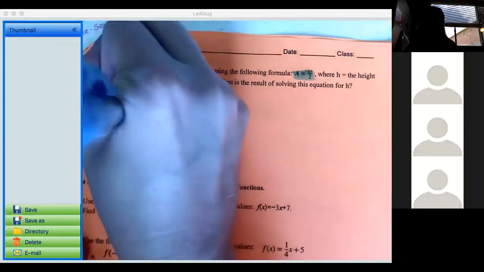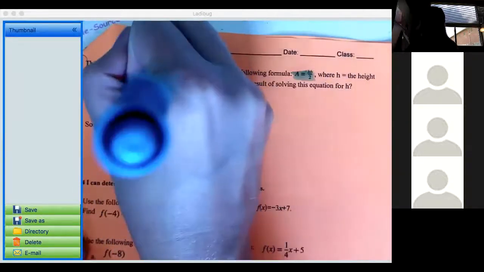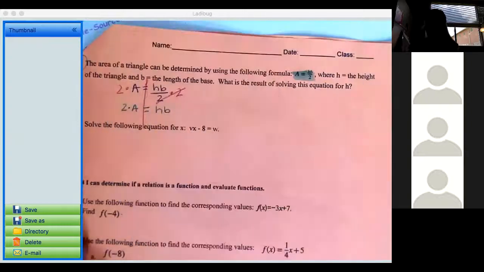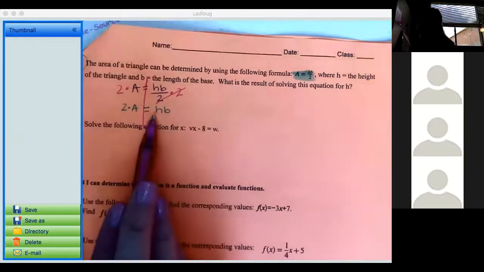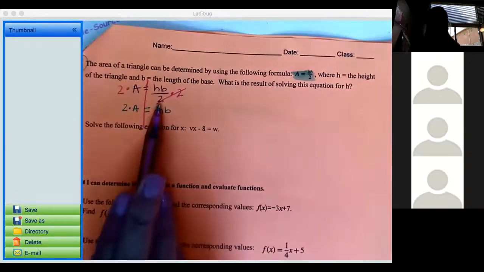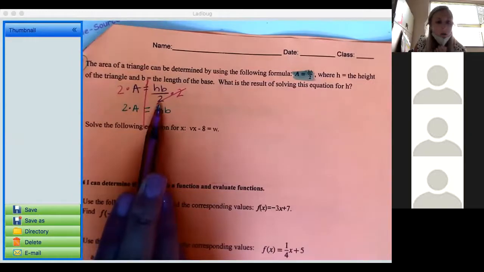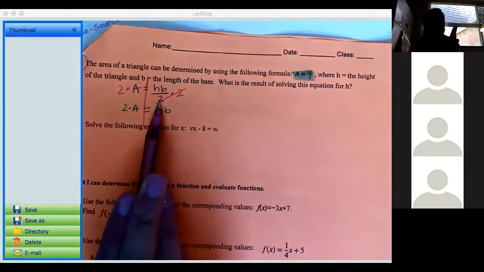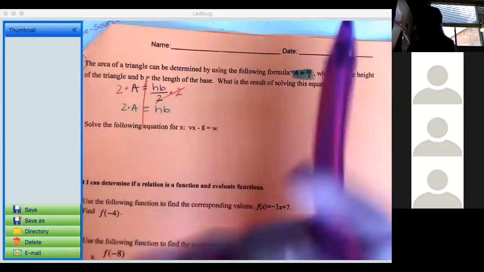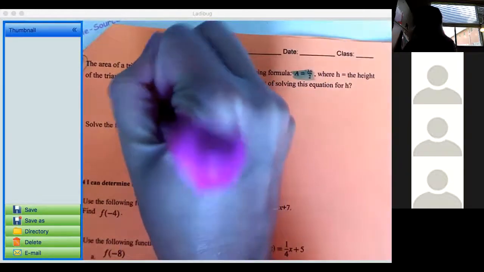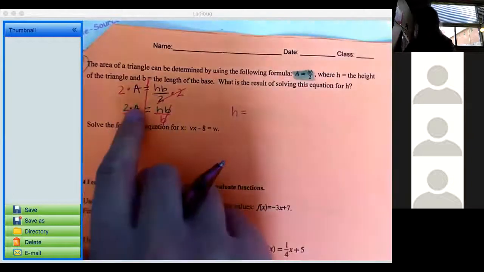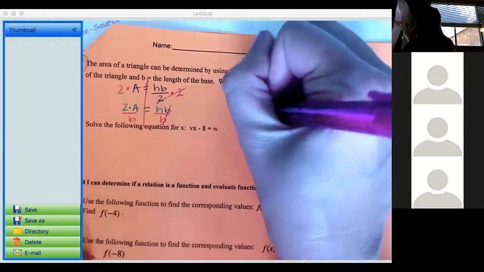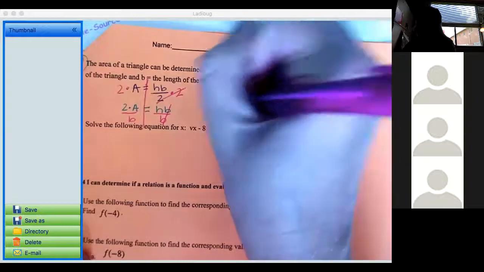So now I have 2 times A equals HB. And one more time, what are we trying to get by itself? The H. So I'm going to cover up the H. What do I need to move on this side of the wall? How do you move the B if they're touching? Good. Yes, ma'am. Divide by B. So you should get H equals 2 times A divided by B. And on my paper, I just wrote 2A over B.